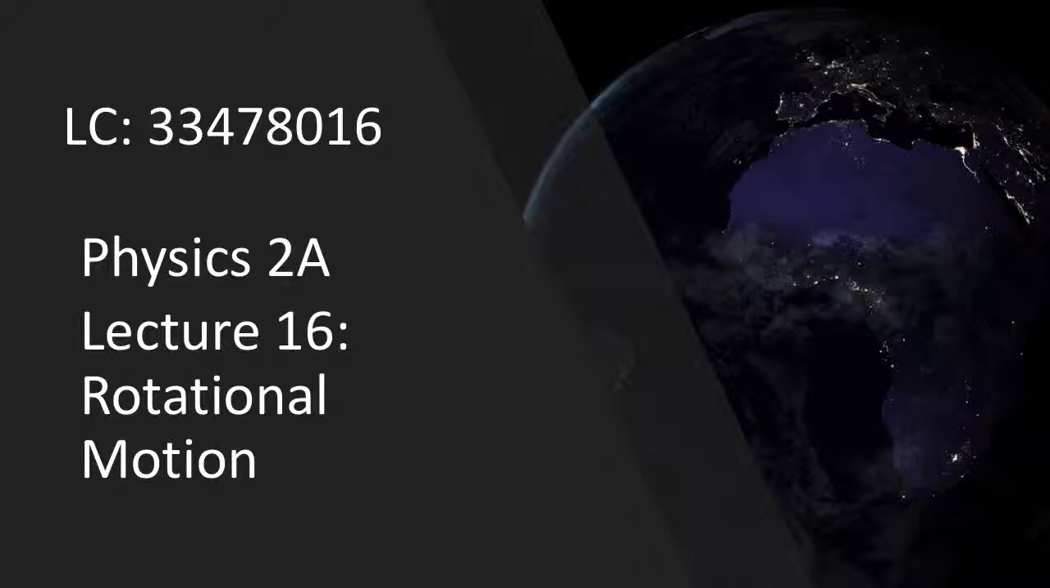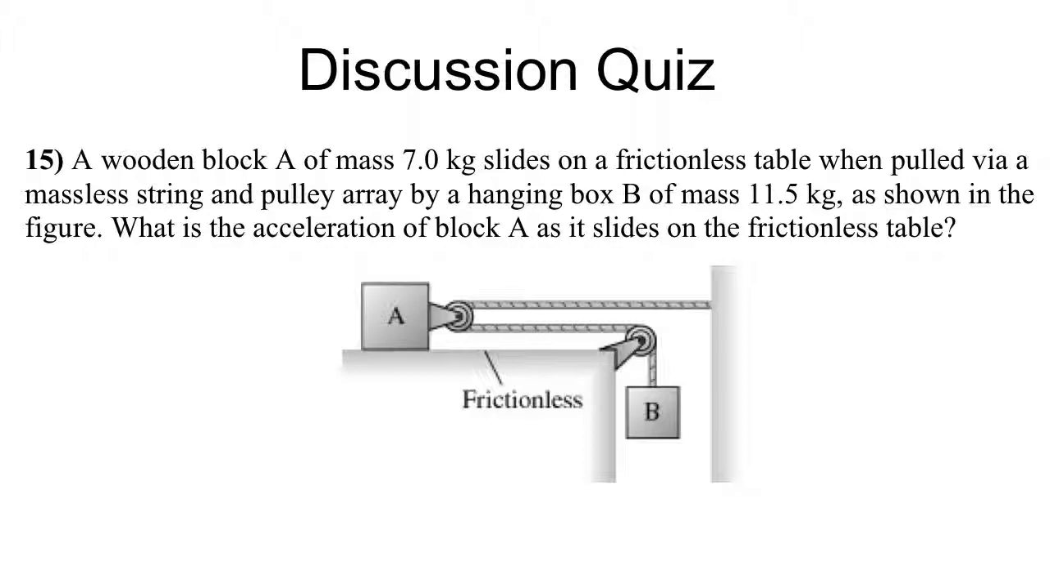But one thing I wanted to do before we continue is have a short quiz. So here's the quiz. A wooden block A of mass 7 kilograms slides on a frictionless table when pulled via a massive string and pulley array by a hanging box B of mass 11.5. As shown in the figure, what is the acceleration of block A as it slides on the frictionless table? So go ahead, I'll launch the problem.